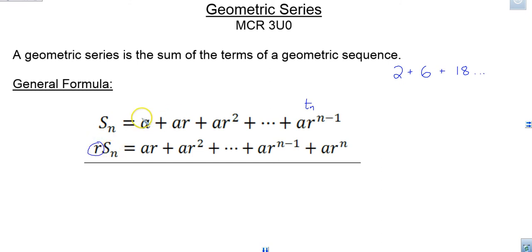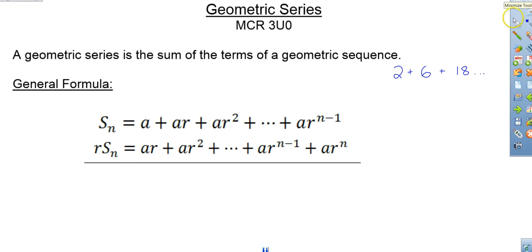Now, this second equation is the first equation with everything multiplied by r. So you see that the first term a is multiplied by r. The second term, ar, is multiplied by r to give you ar squared, and so on and so on. Now the final term, ar to the power of n minus 1, if you multiply that by r, you're adding 1 to the exponent, so the exponent is now just n. So I'm going to be using these two equations to come up with our general formula.